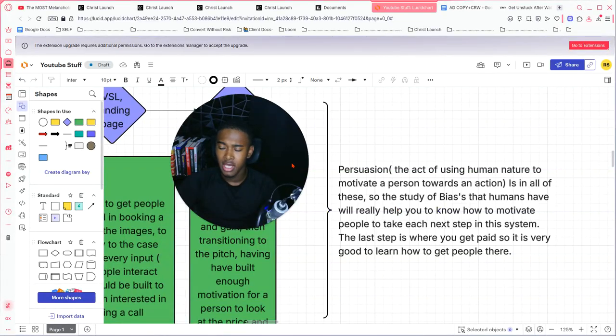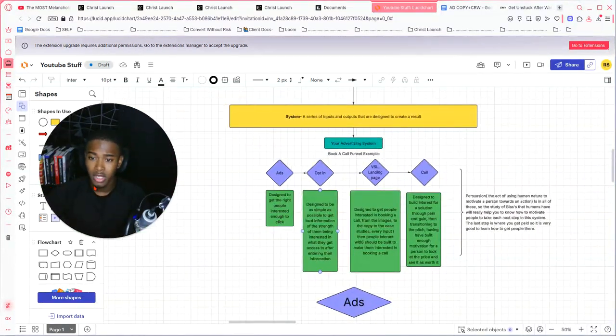Now, persuasion is the act of using human nature to motivate a person towards an action. To simplify that, you're using the way people act and the way people are known to act based off of history to get someone to do something. So persuasion is in all of these. The study of biases that humans have will really help you to know how to motivate people to take each next step in this system. The last step is where you get paid, so it's very good to learn how to get people there. So if you can get people from here to here, this is where you get paid. All of these are where you're building up to the point where you can get paid.